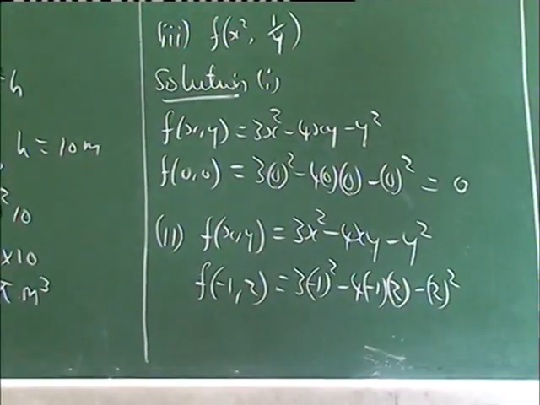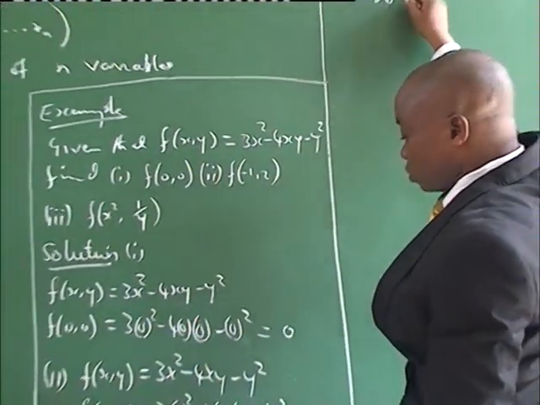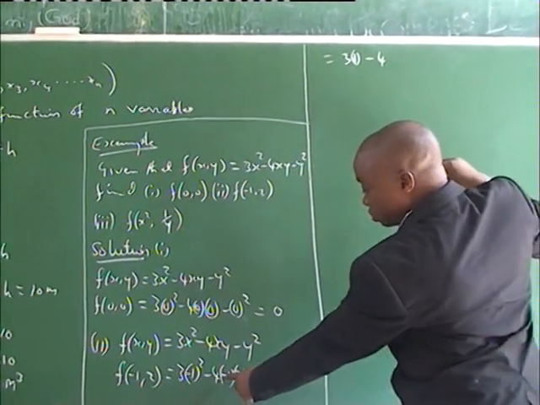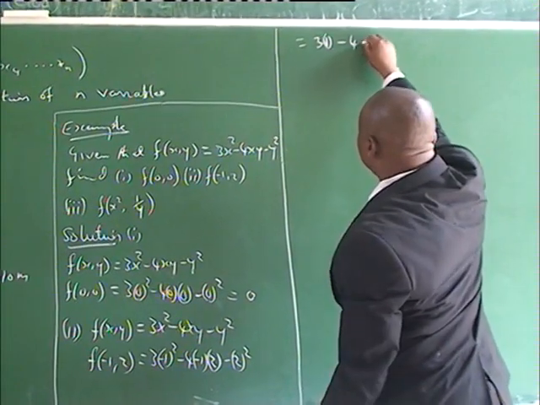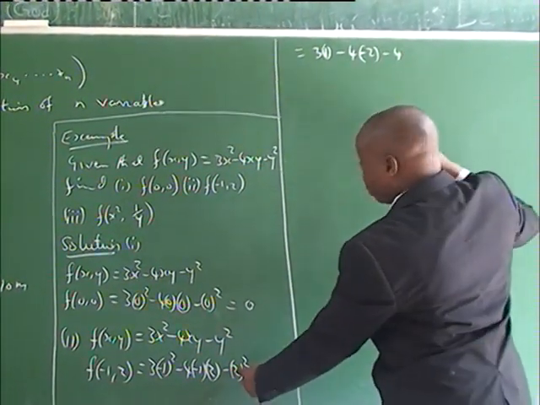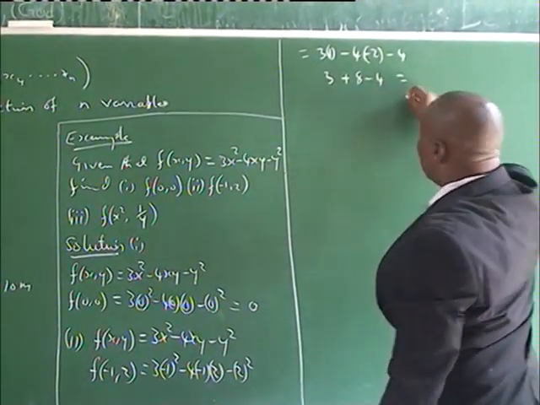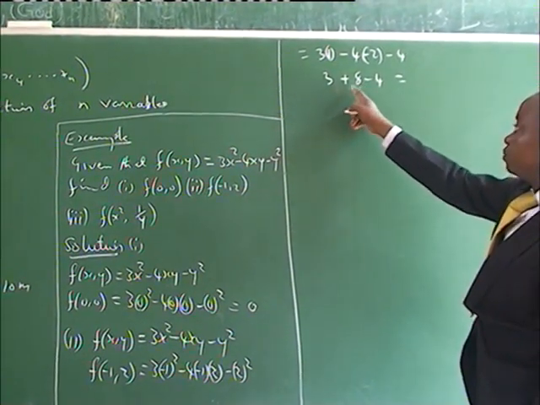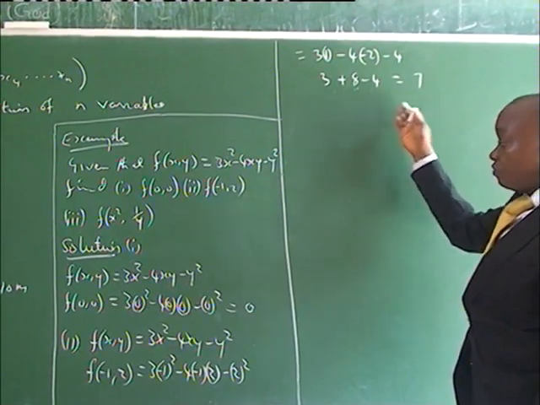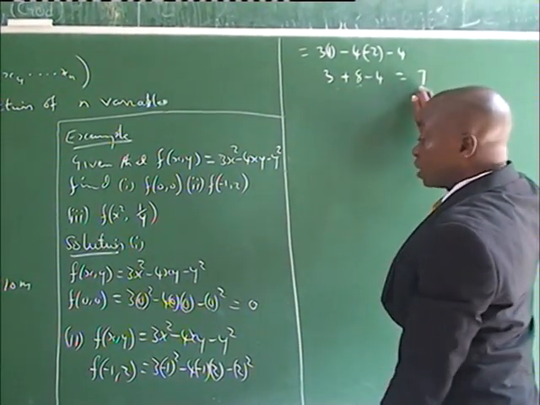Then we will have that f of x, y equals 3 times 1 minus 4. If we times this by 2, we have minus 2, then minus 4 because of 2 squared. So we have 3 plus 8 minus 4. This is 11 minus 4, which is 7. So in this particular evaluation, the value of f is 7.